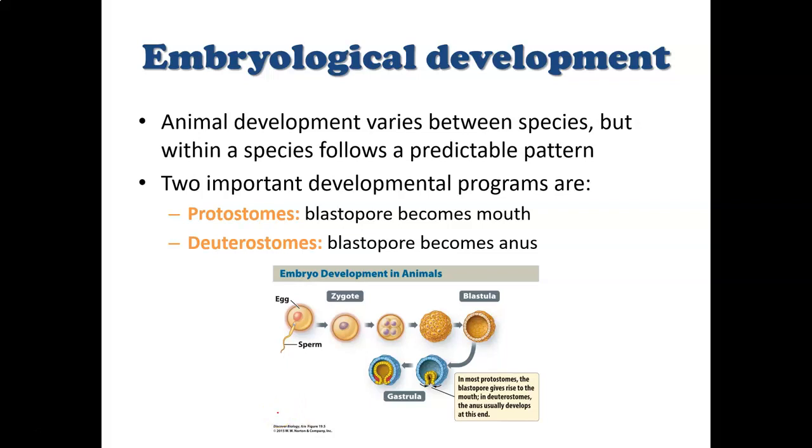Now, for reasons we're not going to talk about in our class, the embryological development has a lot to do with how many tissue layers they have. So organisms with 3 tissue layers can be protostomes or deuterostomes, but those without 3 tissue layers will not be either.